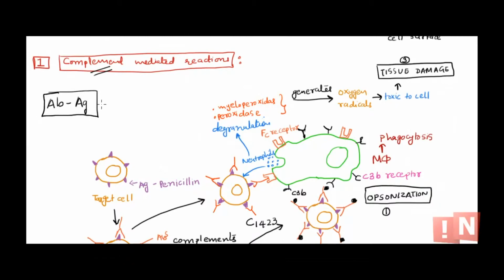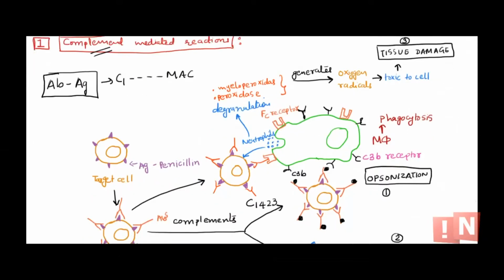There will be a cascade of complement reactions where the C1 molecule first will come and bind to your antigen antibody complex, and that is how it will result in the membrane attack complex. We have talked about this in detail. So complements will get activated if there is antigen antibody complex, right?